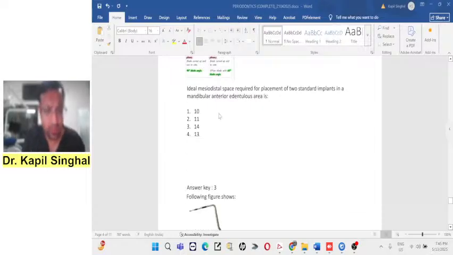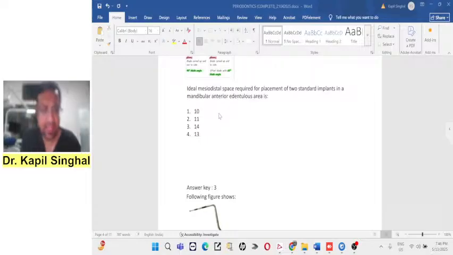Okay, the next question that was recalled was the ideal mesiodistal space required for placement of two standard implants in a mandibular anterior region. Okay, now two implants. First of all, you need to understand mandibular anterior is the smallest tooth. The smallest size of the implant generally, for example, you take is 3.5 millimeters of diameter for mandibular anteriors, or maybe 4, but let's take it as 3.5. So 3.5 plus 3.5, two implants, that is 7 millimeters. Inter-implant distance is 3 millimeters, so 7 plus 3, 10.